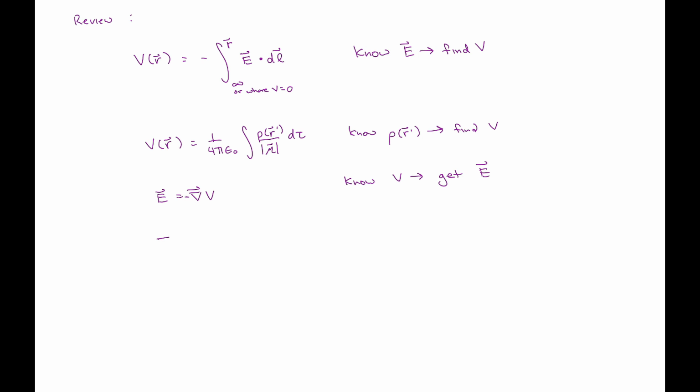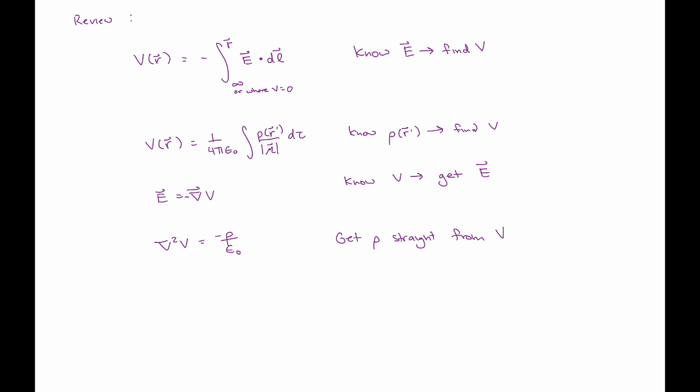And lastly, if I know the potential, I can take what's called the Laplacian of the potential, and this is called Poisson's equation, and I can find the charge density directly from the potential. So I can get rho straight from my potential V.